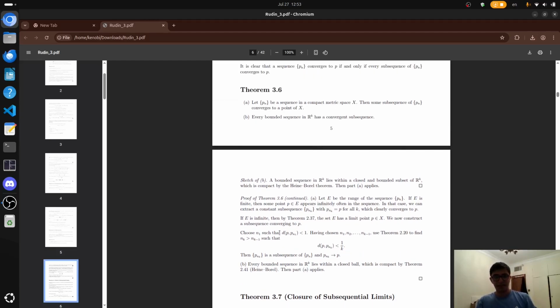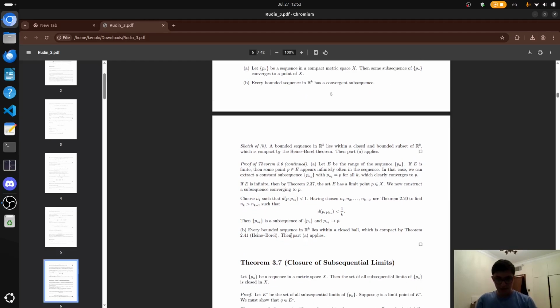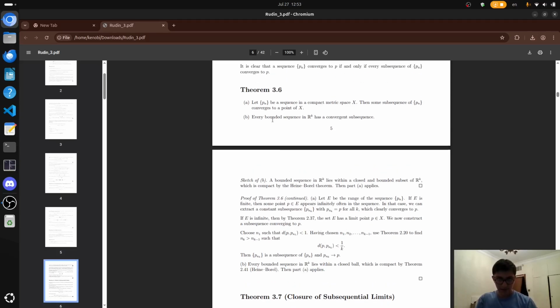And part B here follows from the Heine-Borel theorem, because if it's a bounded sequence and it's closed, it's going to be compact, and we're just using the same theorem over here.